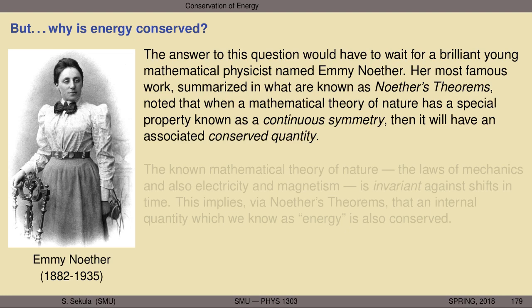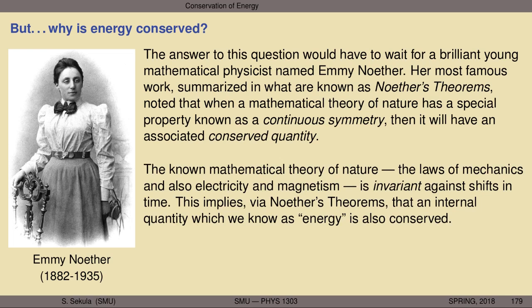So if you can show in a mathematical theory that you have written down that it has some kind of transformation that when continuously made leaves the system of equations invariant, it will also have associated with that symmetry a conserved quantity. And the known mathematical theory of nature, and the way we've been looking at it, you can think of this as the laws of mechanics, like Newton's laws, but also electricity and magnetism.